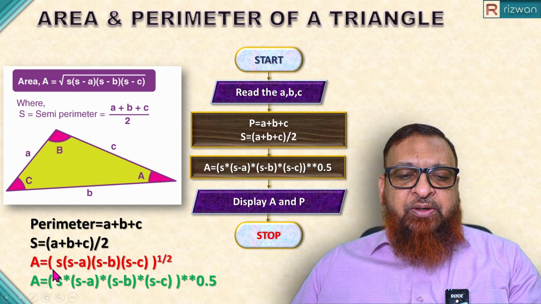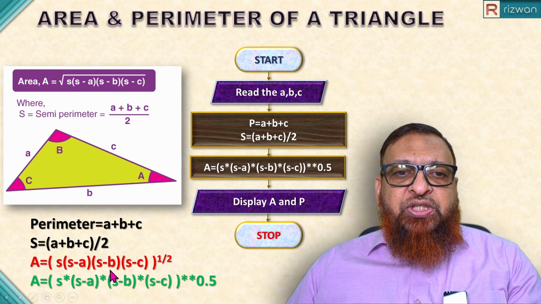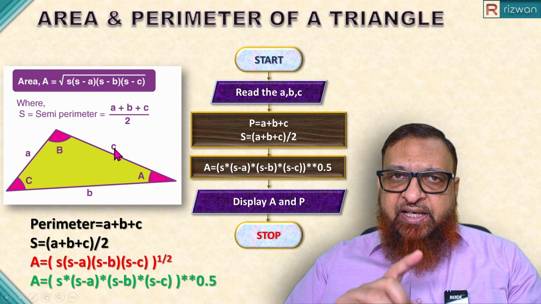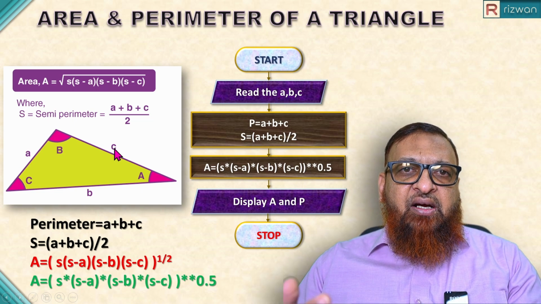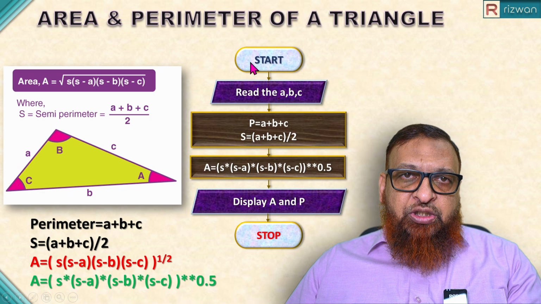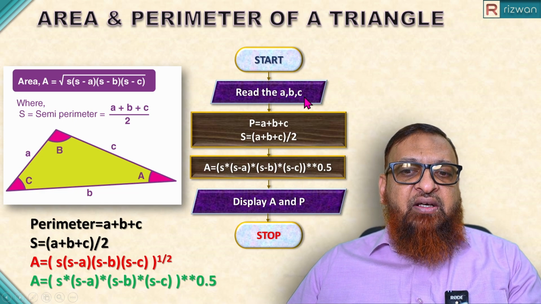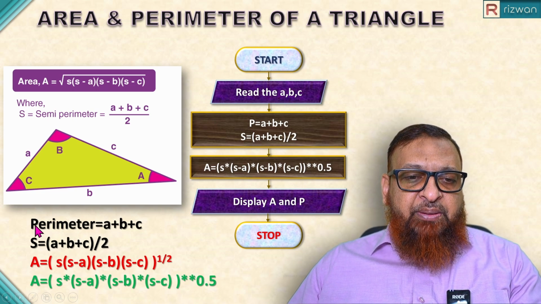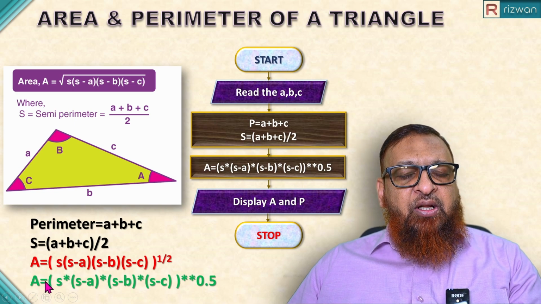Once we have the perimeter and the area formulas, we can find out what inputs are required. The only input required for this triangle is A, B, C. Once we have the sides A, B, C, we can calculate the perimeter as well as the area. So, what is the input to the program? Read A, B, C, the sides. What is the output? Display the area and perimeter, P. That is the output we need from this program.